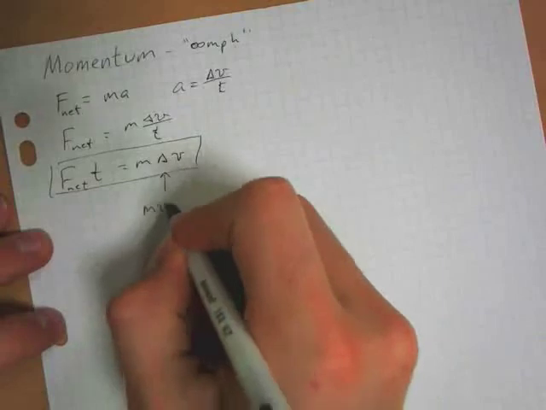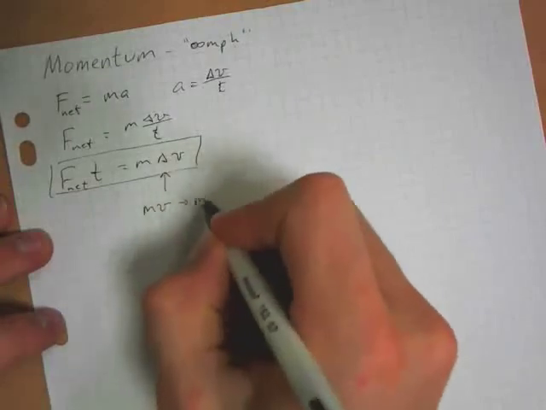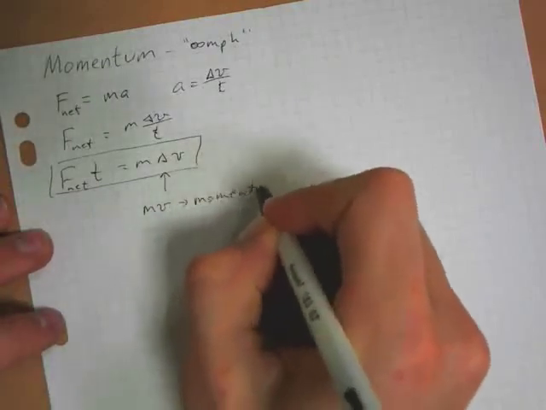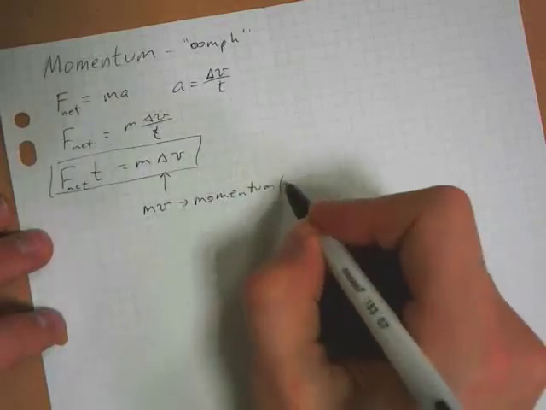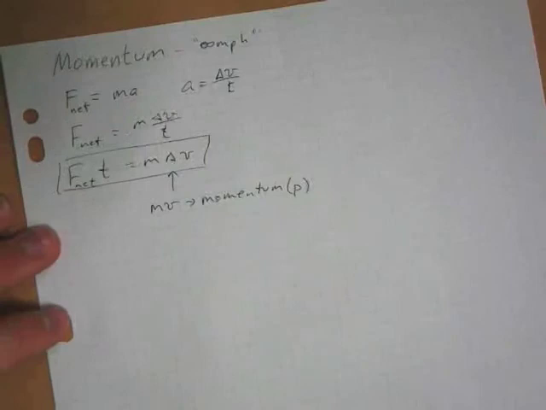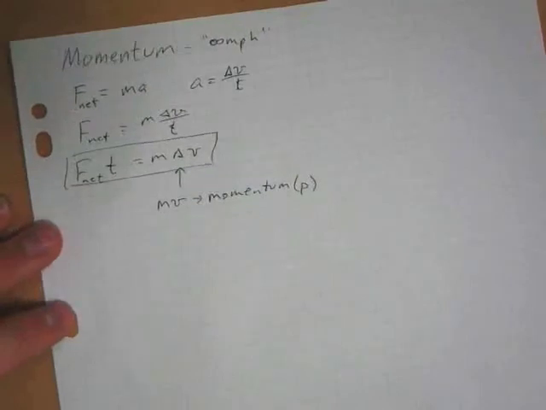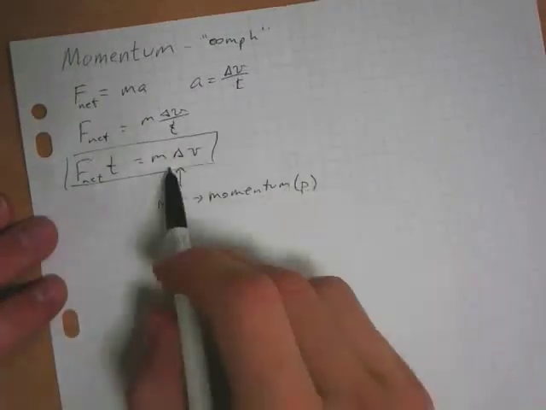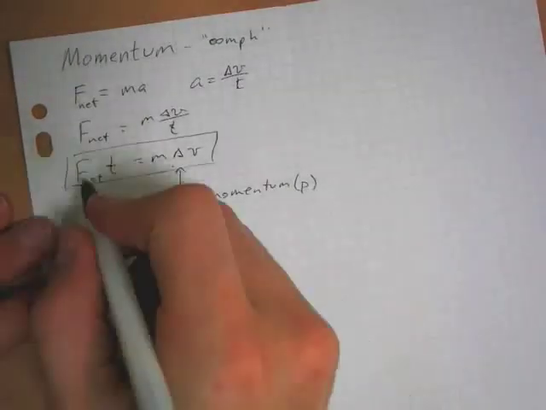mv is momentum. And for whatever reason, momentum is lowercase p. I have no idea why it's p. I mean, I guess m was already taken for mass, but p just seems random. Anyway, so this is a change in momentum over here.